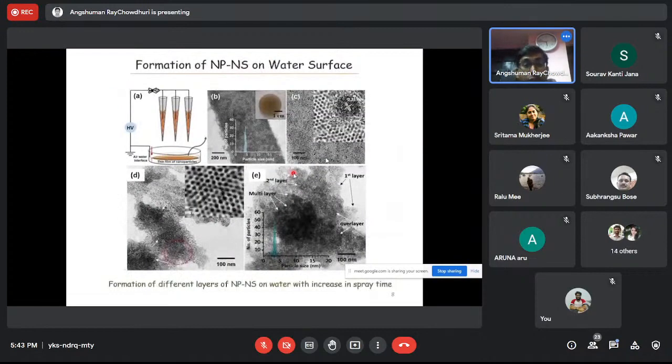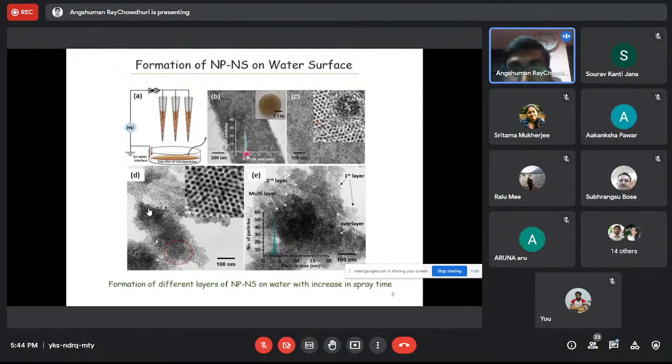Now, we have sprayed these into different liquids. Instead of one nozzle spray, we have used a 3 nozzle spray to get more assembly of the particles. We sprayed in a similar fashion onto different liquids. When we sprayed into water, we got this type of perfect superlattice structure. We term this a nanoparticle nanosheet, which means the nanosheet is formed by the assembly of nanoparticles.